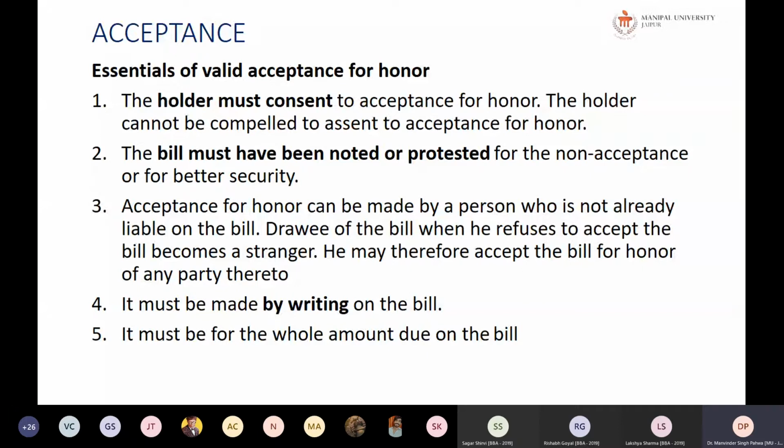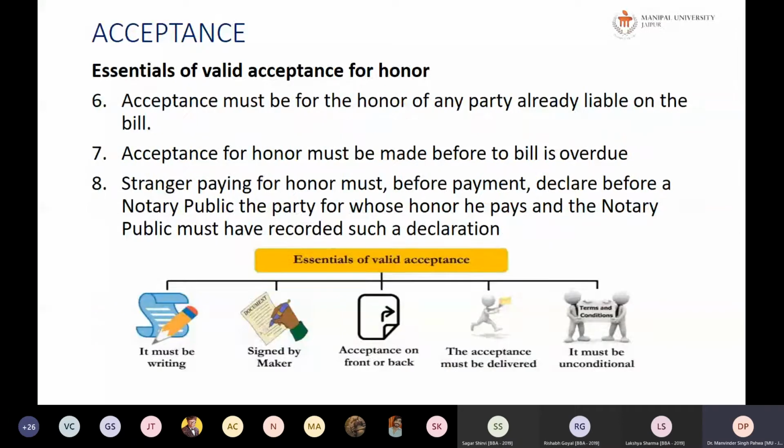Next is very simple. It has to be in writing and it must be for the whole amount of the bill. It means that acceptance for honor is not for a part amount. You cannot just write on the bill, okay, I will partly accept it. Now what will happen to the remaining part? So that is not a fair deal.